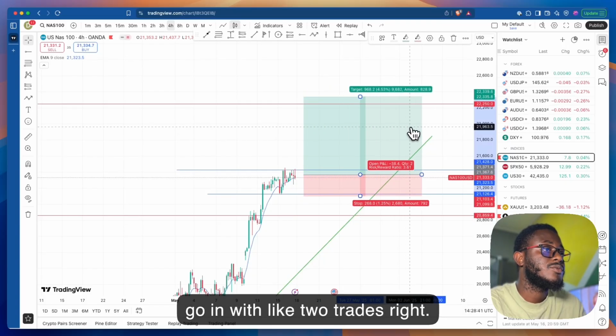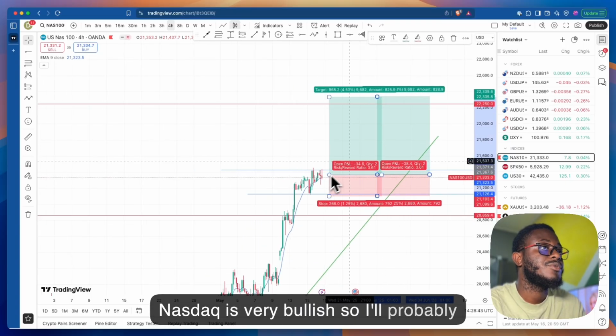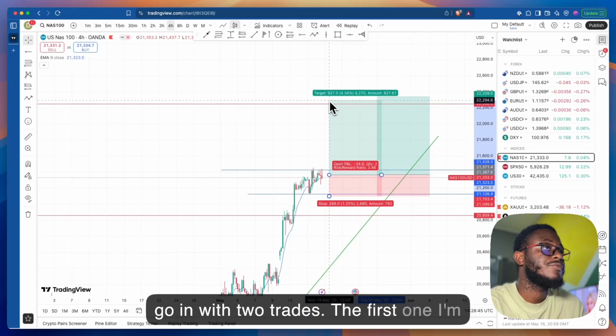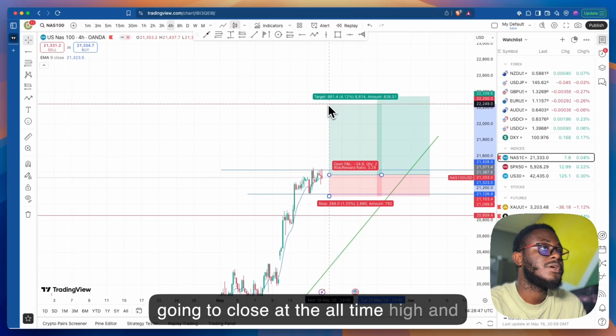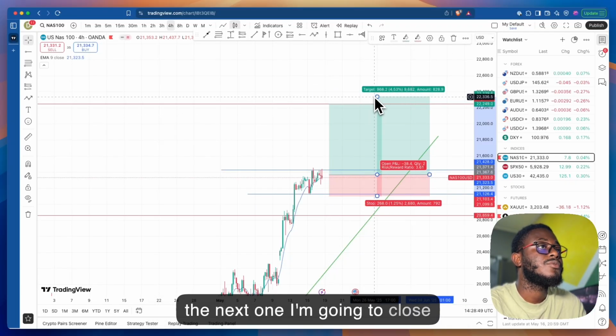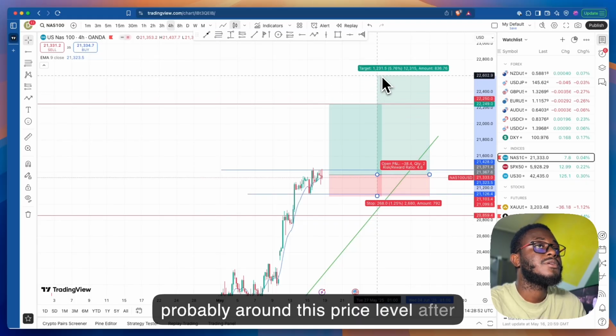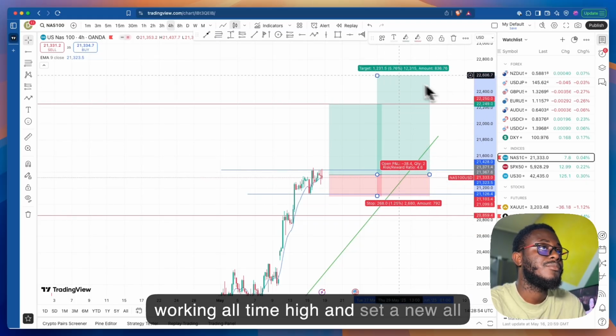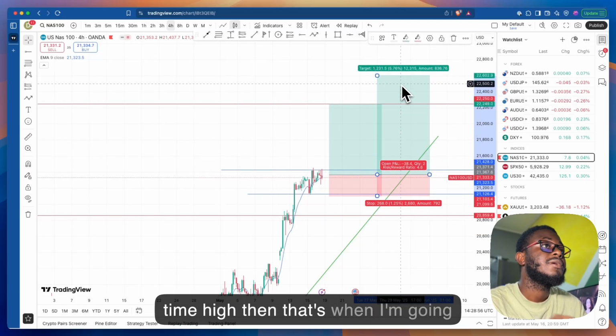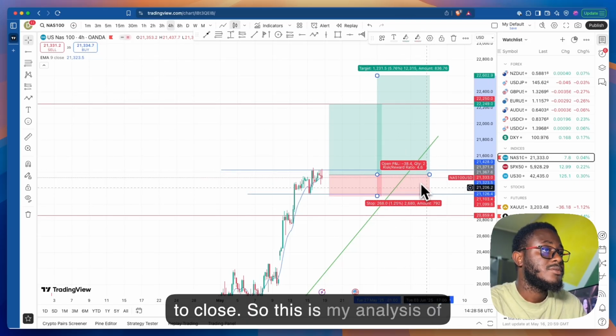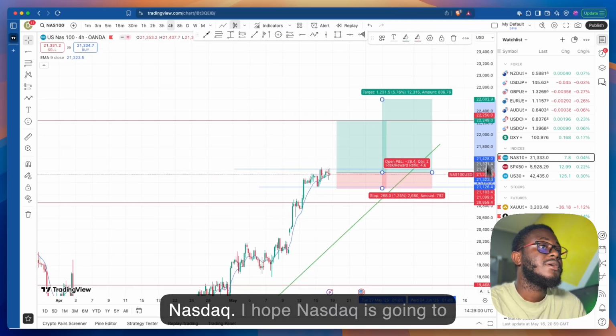So what am I going to do next? Probably go in with like 2 trades, right? NASDAQ looks very bullish. So I'll probably go in with 2 trades. The first one is going to close at the all-time high, and the next one I'm going to close probably around this price level after we break the all-time high and set a new all-time high. Yeah. So this is my analysis on NASDAQ.